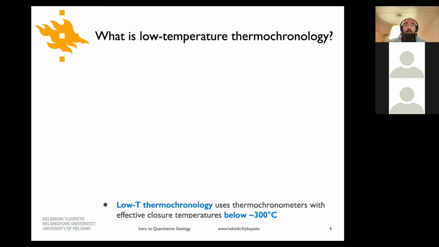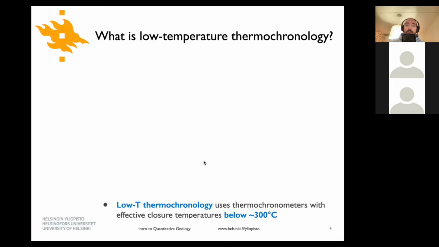So the idea here when we say what is a low temperature thermochronometer is basically all we're doing is referring to thermochronometers that have a closure temperature or an effective closure temperature below about 300 degrees Celsius. As you'll recall, that closure temperature is the temperature at which the mineral starts trapping the daughter isotopes inside of it. That was the idea with the closure temperature concept that we introduced back when we were talking about Dodson's method for calculating an effective closure temperature.